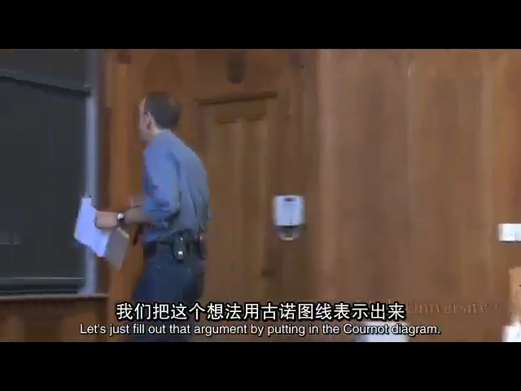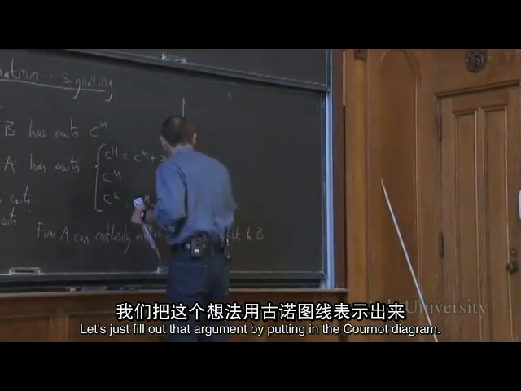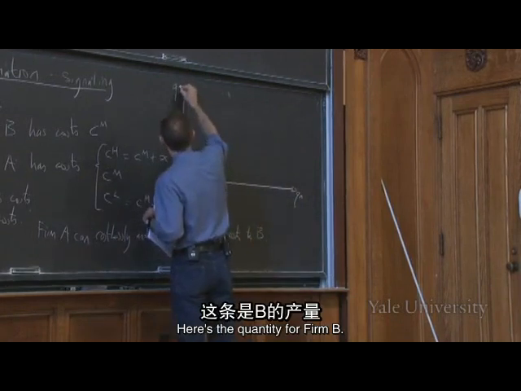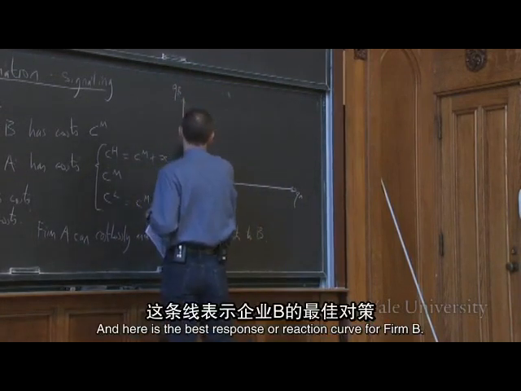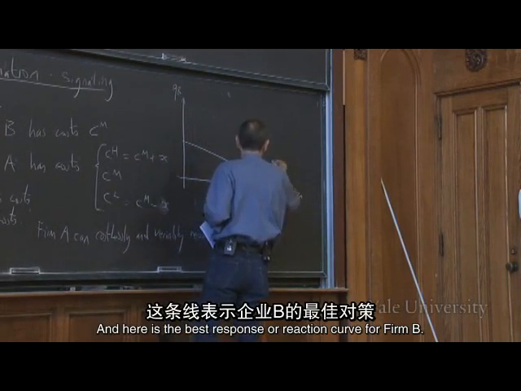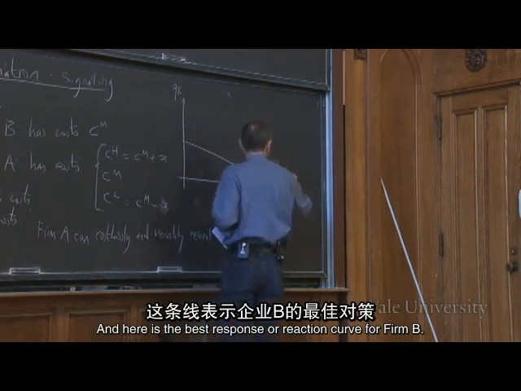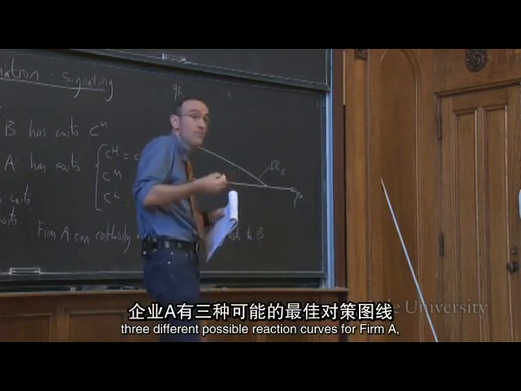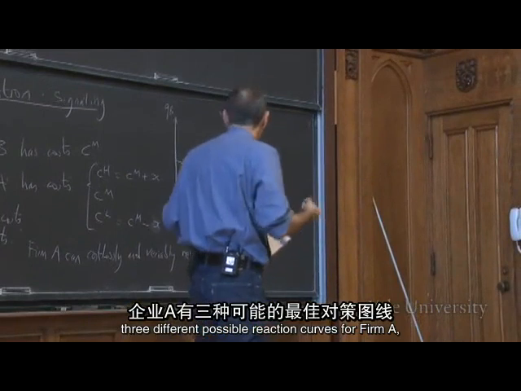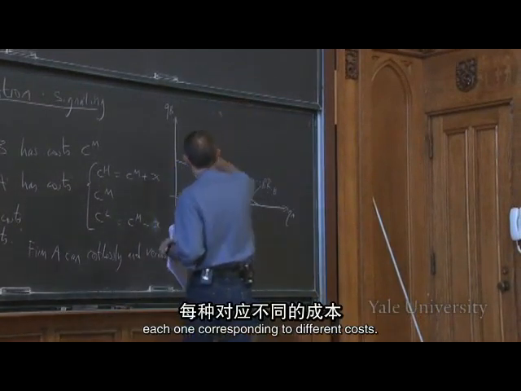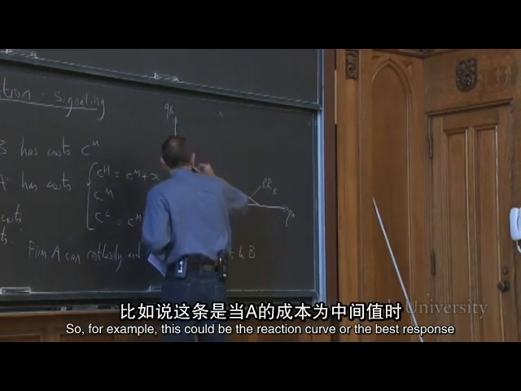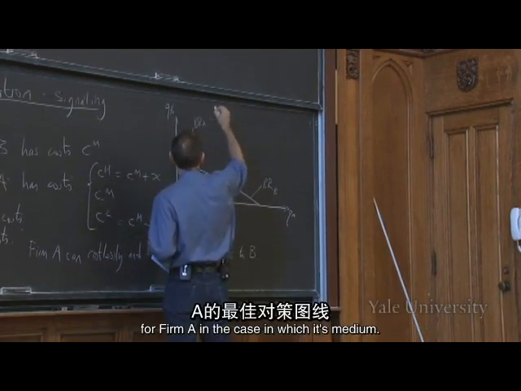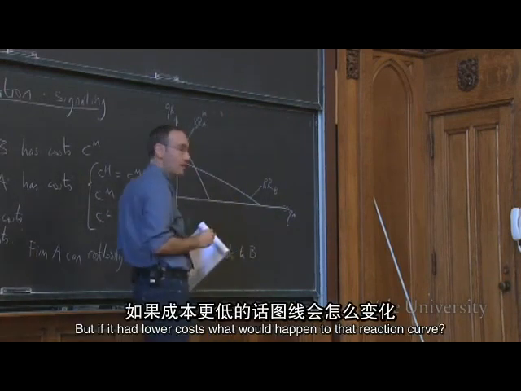Let's just fill out that argument by putting in the Cournot diagram. So here's the Cournot diagram. Here's the quantity for firm A. Here's the quantity for firm B. And here is the best response or reaction curve for firm B. All right? And in this picture, there are going to be three different possible reaction curves for firm A, each one corresponding to different costs. So, for example, this could be the reaction curve or the best response for firm A in the case in which it's medium. All right?